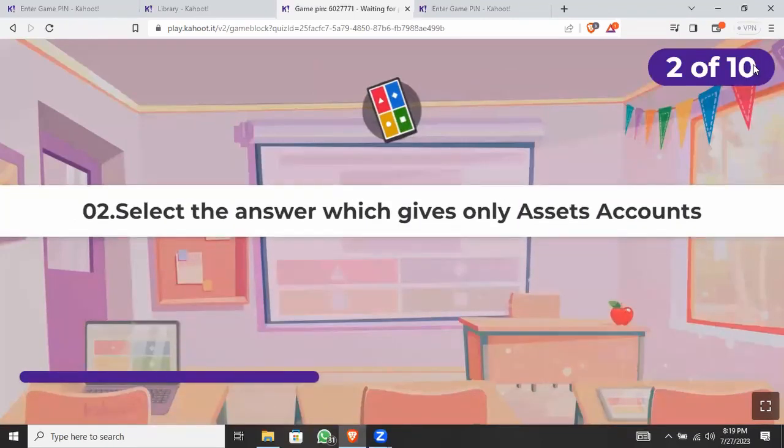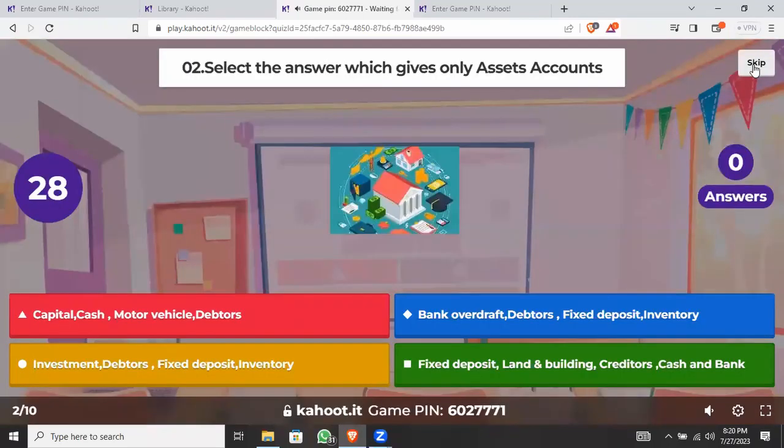Question number 2. Select the answer which gives only assets accounts. Out of these answers, which gives only the assets accounts. Quickly select your answer. You have another 15 seconds.